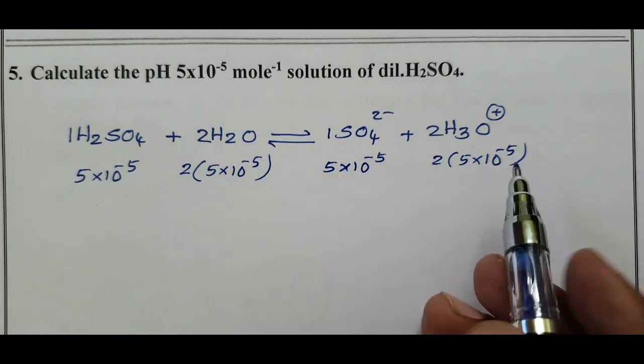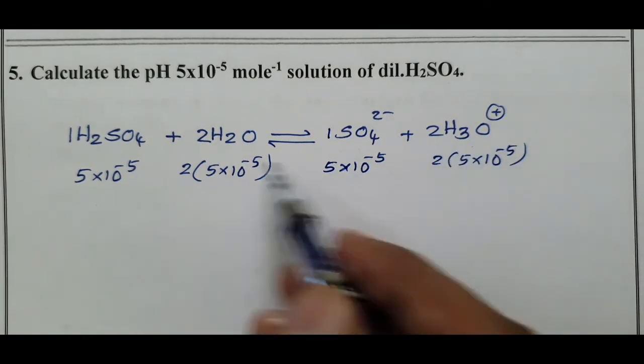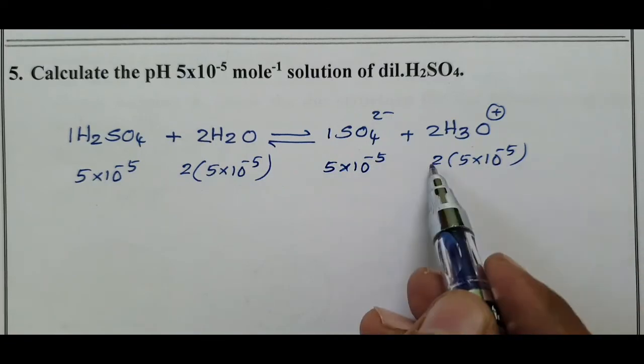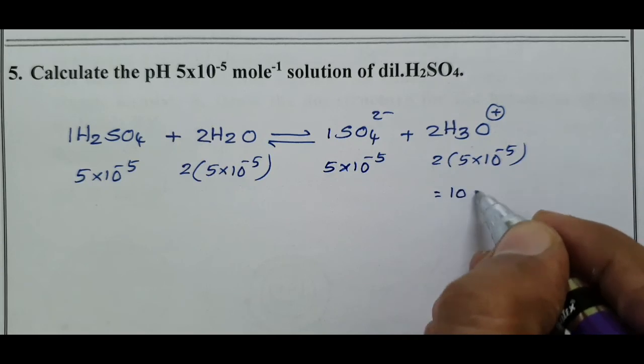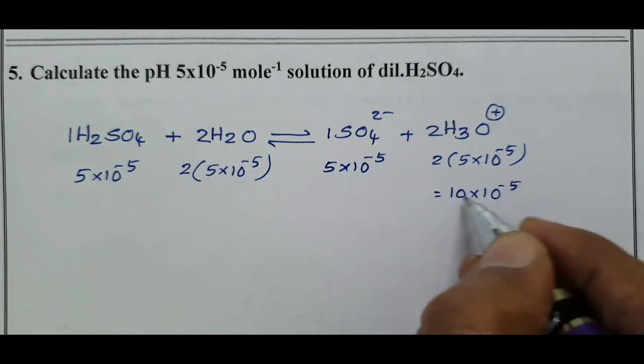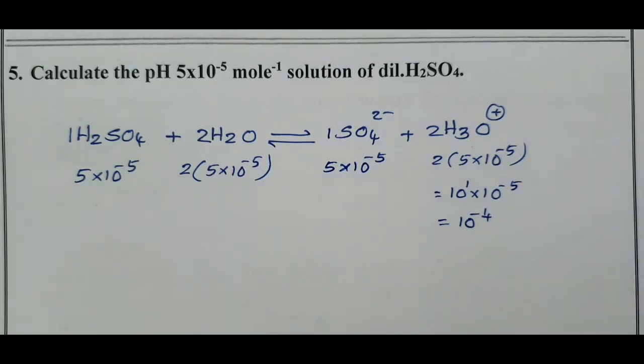To calculate pH, we require the H3O plus ion concentration. Therefore, these other values are not required. This value is required. 2 into 5 is 10, so 10 into 10 power minus 5. 10 means 10 power 1, so that is equal to 10 power minus 4.